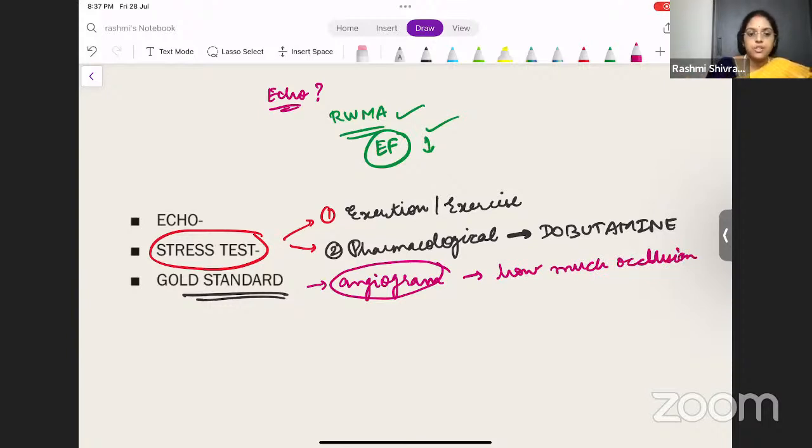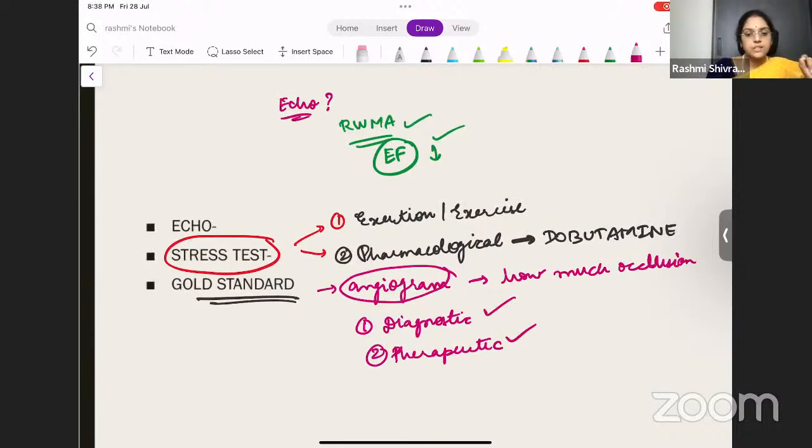So why is it gold standard? One is because it is the best investigation of choice. It is diagnostic. And the second, most importantly, it is therapeutic also. While doing an angiogram, you can as well do an angioplasty. You can insert a balloon and keep a stent in place, so you can do it in one sitting itself. So it is diagnostic as well as therapeutic. This is very, very important. The gold standard test is coronary angiogram. Okay, shall we continue?